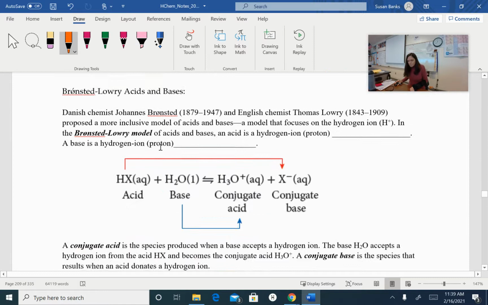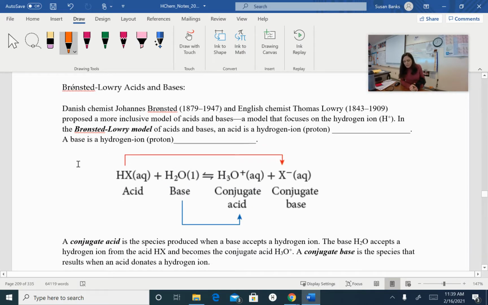All right, Bronsted-Lowry. Bronsted-Lowry acids and bases are a little bit more inclusive. So Danish chemist Johannes Bronsted and English chemist Thomas Lowry proposed a more inclusive model of acids and bases. This model focuses on a hydrogen ion. In a sense, we can also think of a hydrogen ion as a proton. Isn't a hydrogen ion just a hydrogen without its electron, right? Hydrogen without an electron is just a proton.